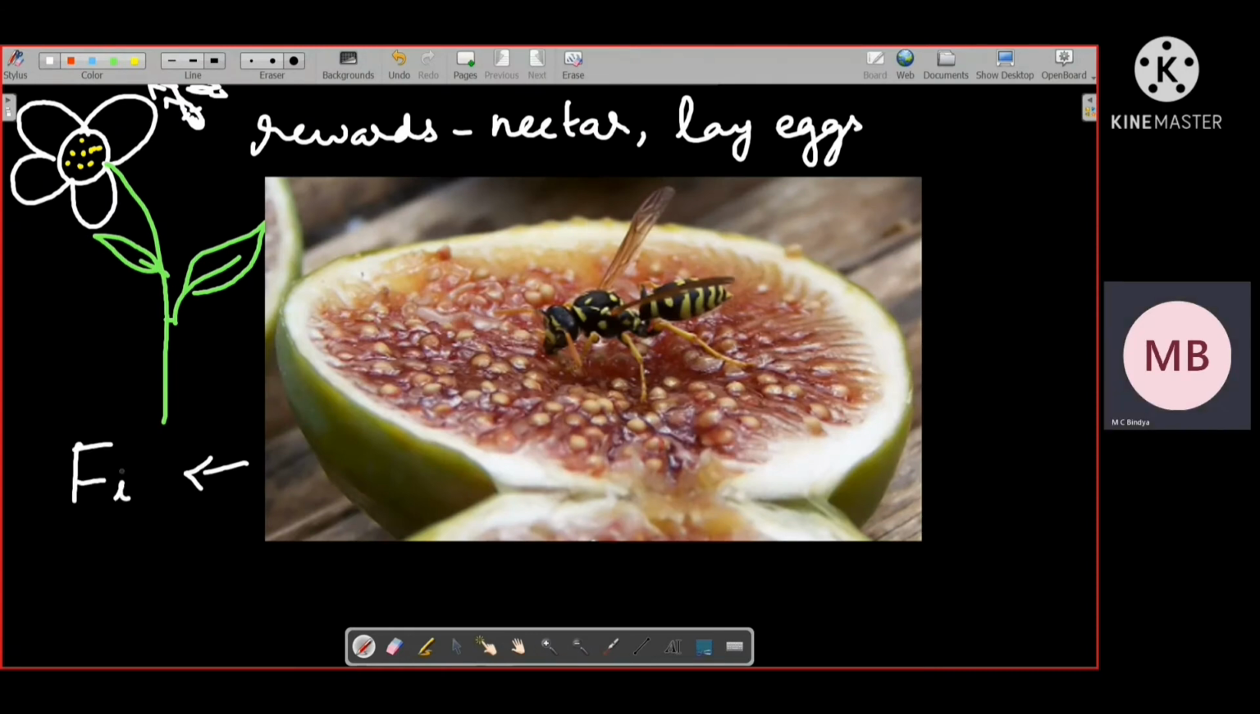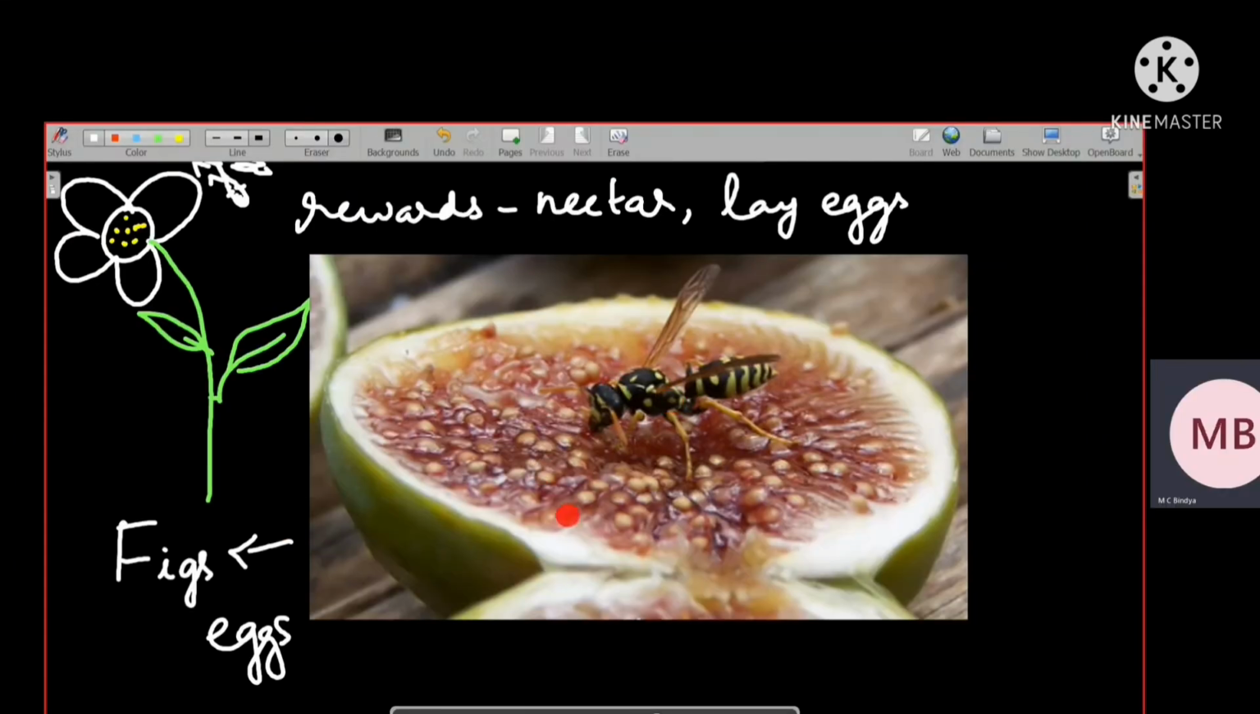Now this is the image of figs. And this is a wasp. Figs offer the wasp a place to lay eggs. Figs also give these seeds for the young ones of the wasp to feed on. In return for this service, the wasp will be visiting the flowers and pollinating. So this is an example of a mutualistic relationship.